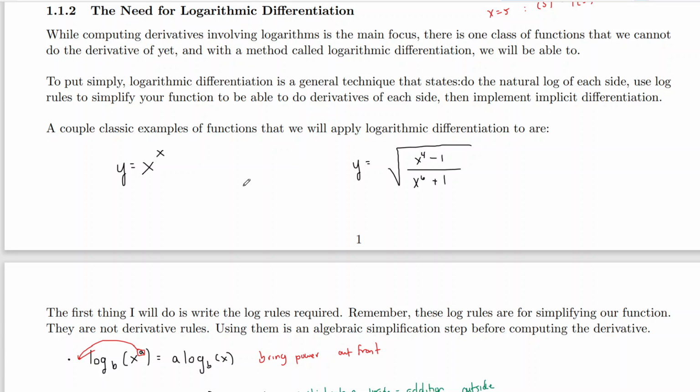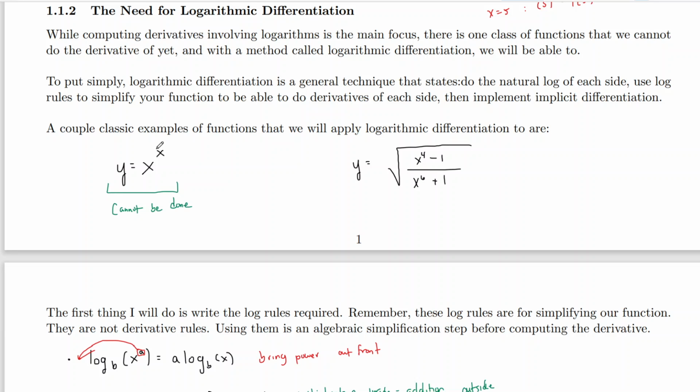So a couple classic examples that you use logarithmic differentiation for are classes of functions like this, x to the x, where you can't actually do it without log differentiation. And to the point here, we can't actually do this yet. The reason why we can't do the derivative of this yet is our power rule only works when the exponent is just a number. Our variable is x, and we have x to the x power. We have a variable in both spots.